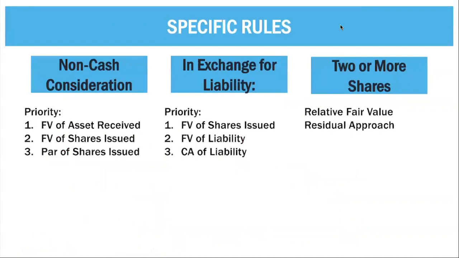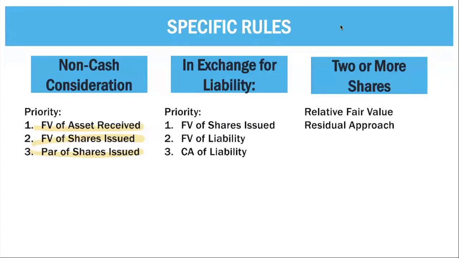Do you still remember in your property, plant, and equipment, when you purchase a property, plant, and equipment by issuing shares, that is your non-cash consideration. So if we issue shares for the purchase of property, plant, and equipment, how should we measure it? We have a priority if you still remember. First is the fair value of asset received, then fair value of the shares issued, and then par of the shares issued. So when we say priority, if the first one is present, use the first one. If not, use the second one. If both first and second are not present, use the third one.